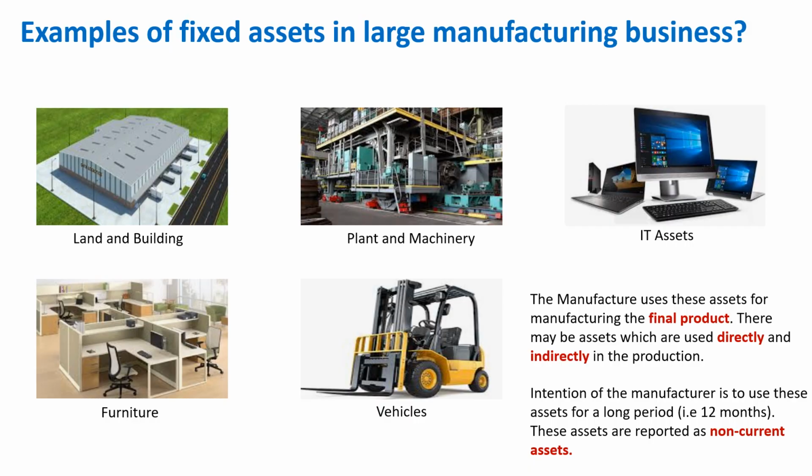The intention of the manufacturer is to use these assets for a long period, that is more than 12 months. And in the financial statement, these assets are reported as non-current assets, right? Current assets means assets which you are going to convert into cash in the next 12 months. And these are called non-current because you are not going to sell or convert these assets into cash in 12 months time. It is for a longer period.